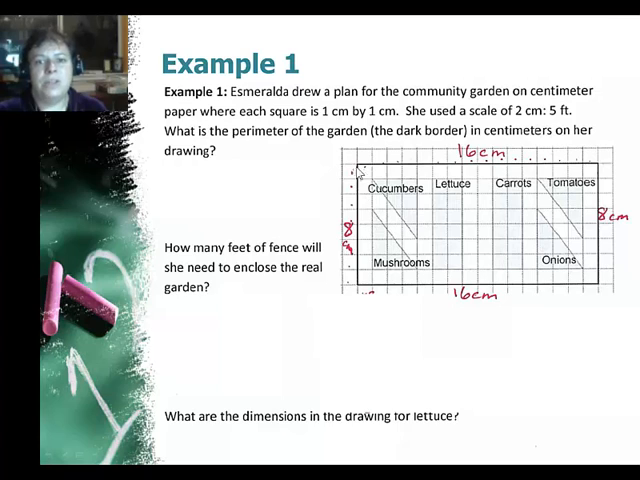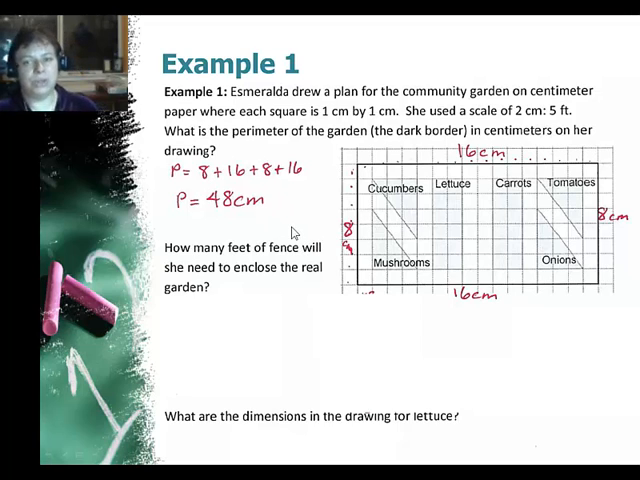drawing? Well, I just went ahead and counted all of the centimeters, and I have 8, 16, 8, and 16. To get the perimeter, you just add the distances around, and for this problem, it's 48 centimeters. Then the next question asks, how many feet of fence will she need to enclose the real garden? Well, it's not 48 centimeters, that's less than a meter. I have to convert these measurements to the actual fence measurements for the garden.